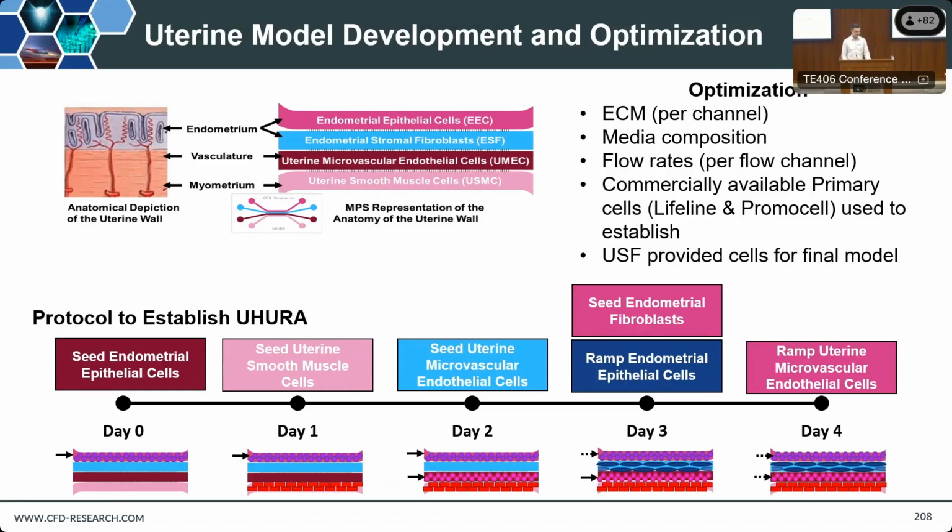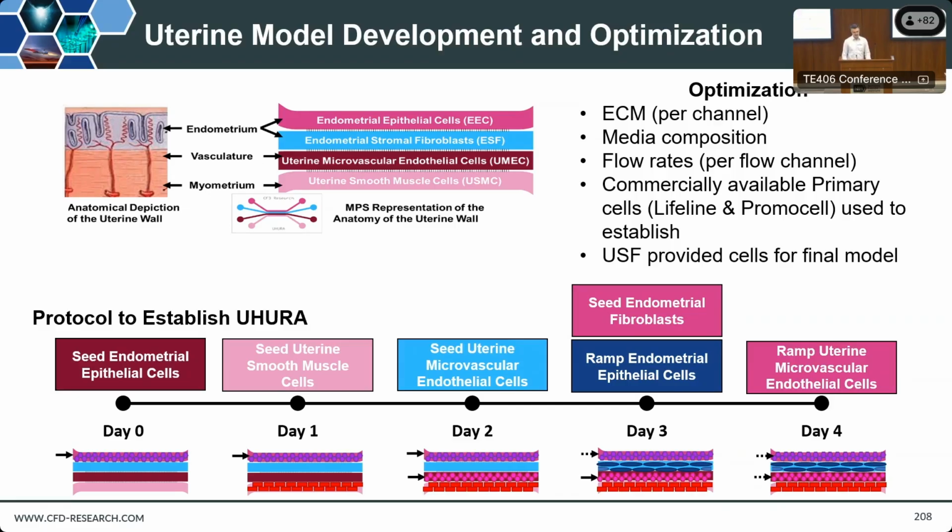Then on day 1, we seed the uterine smooth muscle cells down to the very bottom channel and establish the myometrium. After the myometrium has been established, we'll seed the endothelium with the uterine microvascular endothelial cells. And then eventually we'll seed the fibroblasts last to fully establish the endometrium.